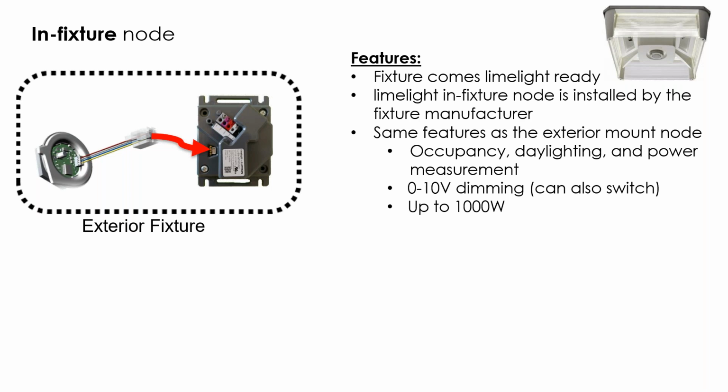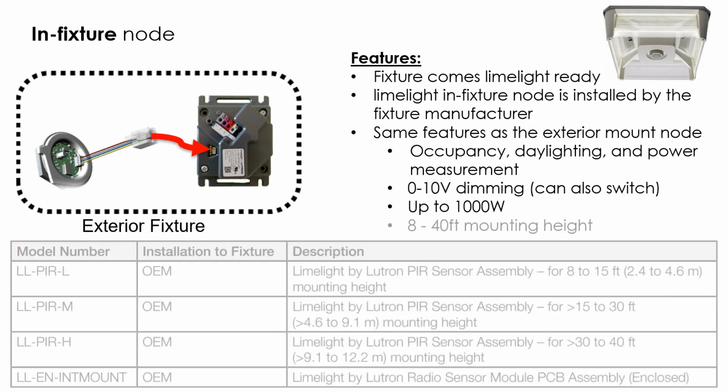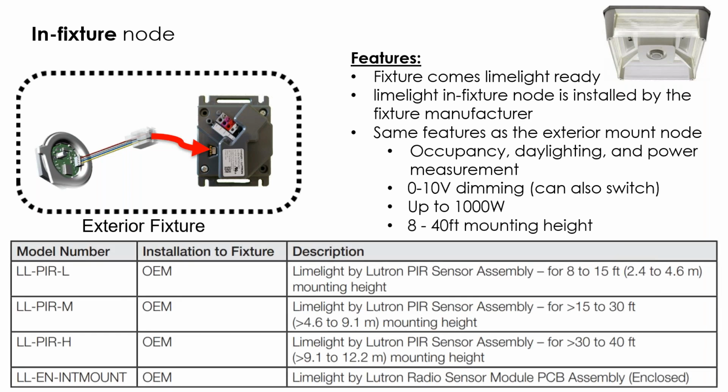This has all the same features as the exterior mount node, including these 3 bullet points here. And also it has the same 3 mounting heights that are available, just like I described in the exterior mount node. The only difference, as you can see on the left top of the screen now, is that this is a 2-piece solution. So you need the PIR device, which is this small device on the left. And that plugs in to the LLEN int mount, which is the radio that communicates with the system.